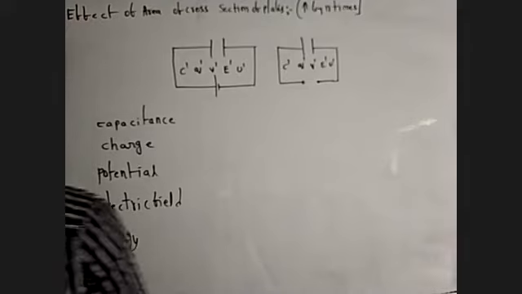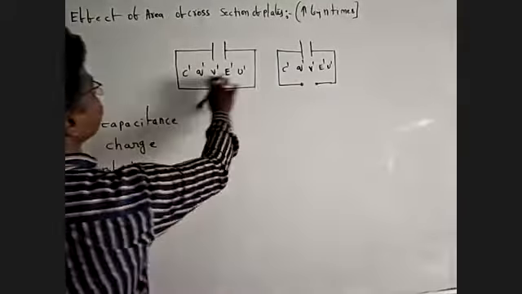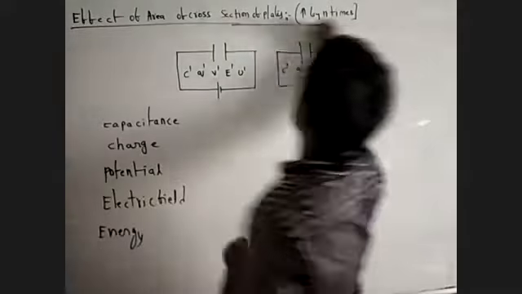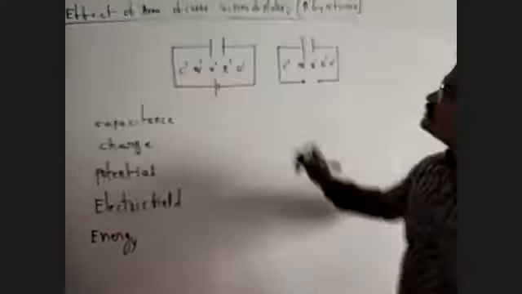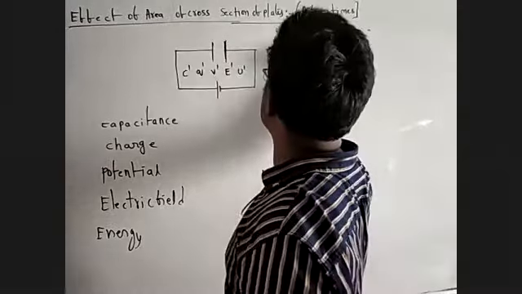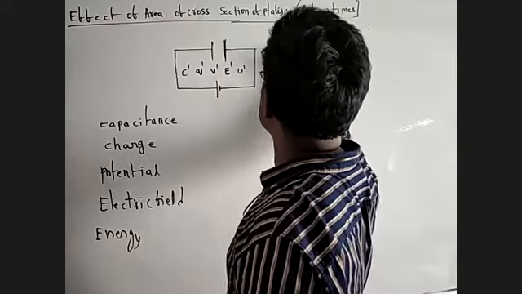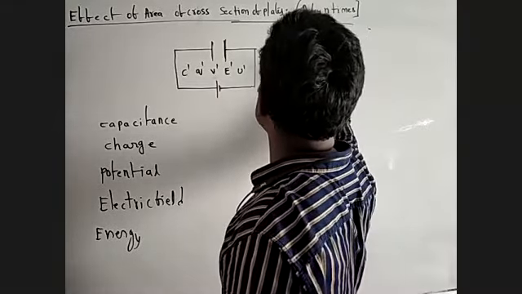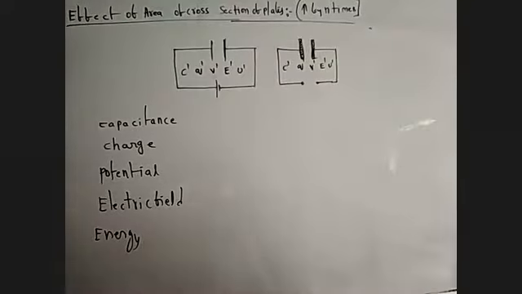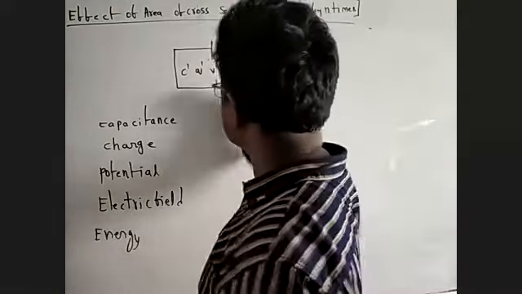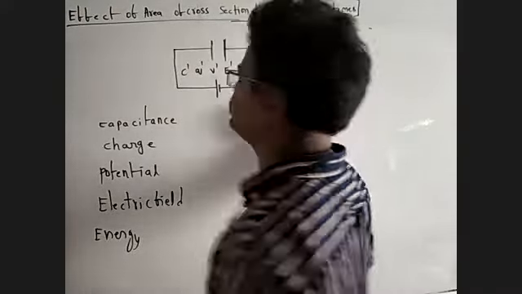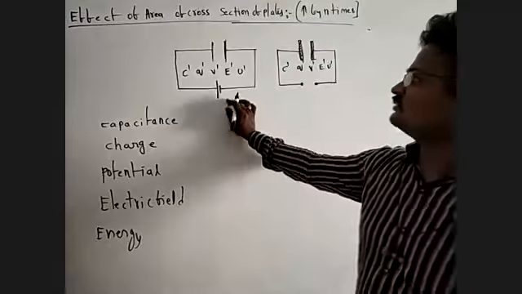Okay. Next here is the effect of the cross-section area of the plate. This is the cross-section area of the plate. Your plate is increased n times. Now, your battery is connected. Your battery is removed. Battery is connected.